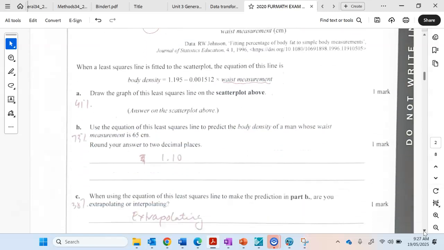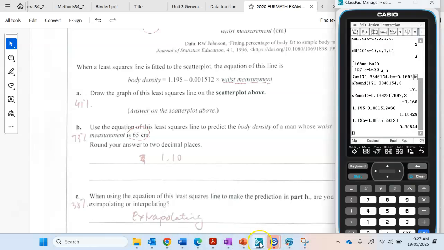All right, use the equation of the least squares line to predict when the waist is 65. This is such an easy question, but 73%. I can see if you're rounding to 2 decimal places, a lot of students probably just left it as 1.1. Has to be to 2 decimal places, so 1.10. So we've already got the equation in there, so we can just drag it down instead of retyping it. And this time we're substituting in 65. Or maybe they did 1.09. I would say the lower than what I would expect. 73 is not low, but lower than expected was because students didn't round correctly.